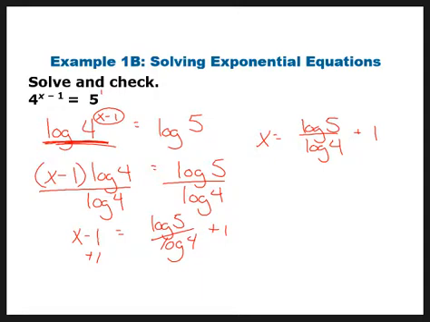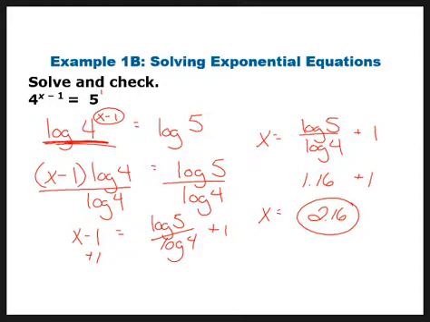Technically, if you want to be exact, you would just leave it like that, because when you put log 5 divided by log 4 in your calculator, you're going to get a decimal. Alright, but we're going to go ahead and simplify, and we're going to try to find a decimal answer. So with your calculator, you're just going to take log of 5, and divide it by log of 4. You're going to get a decimal answer that's roughly 1.16. Okay, and then we're going to add that 1 to it, so we're going to get roughly 2.16. Alright, so x equals 2.16 would be my answer to this.